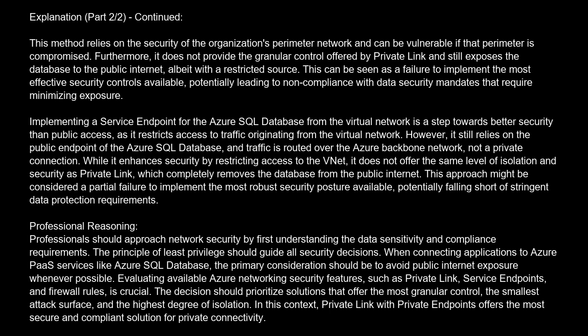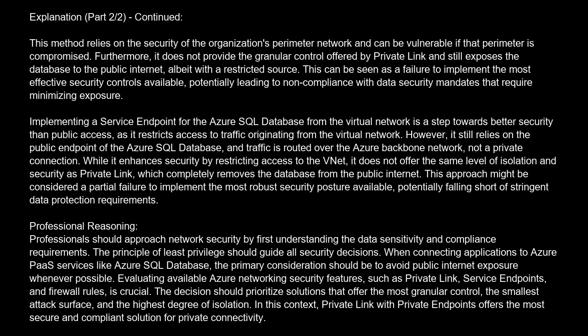However, it still relies on the public endpoint of the Azure SQL database, and traffic is routed over the Azure backbone network, not a private connection. While it enhances security by restricting access to the VNet, it does not offer the same level of isolation and security as Private Link, which completely removes the database from the public internet. This approach might be considered a partial failure to implement the most robust security posture available, potentially falling short of stringent data protection requirements.